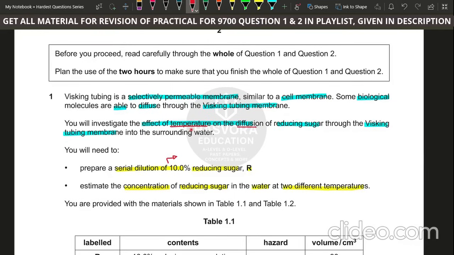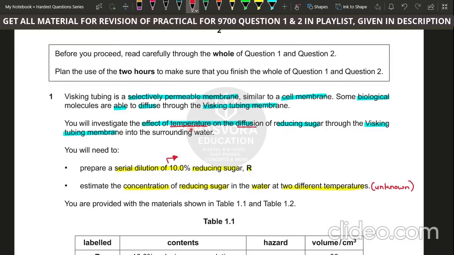The serial dilution is used to reduce the concentration of that unknown solution. Here we do not know how much of the reducing sugar will diffuse into the external water, or you can say down the potential gradient into the distilled water. So this is your unknown concentration. We will be using the serial dilution to reduce the concentration of however much of the reducing sugar has moved into the water.